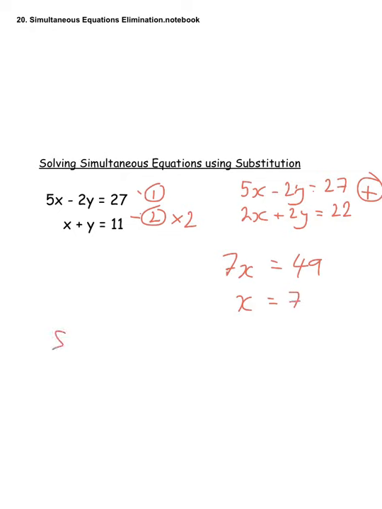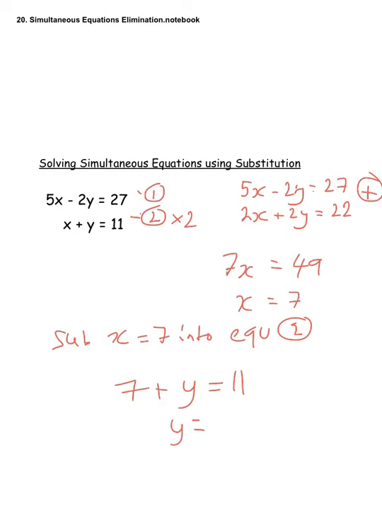Alright, then we write our little sentence: sub x equal to 7 into equation 2. And what we get is 7 plus y is equal to 11. So y has to equal 4 if we take 7 off both sides. Take away 7 there, take away 7 there. So therefore we can conclude at the end, x equals 7 and y equals 4. And that's our final answer. That's how you solve simultaneous equations using elimination.